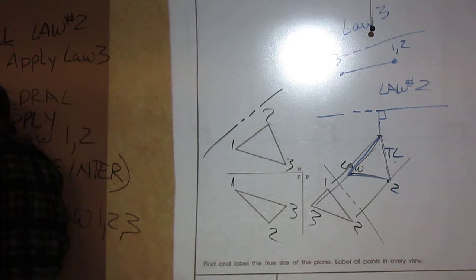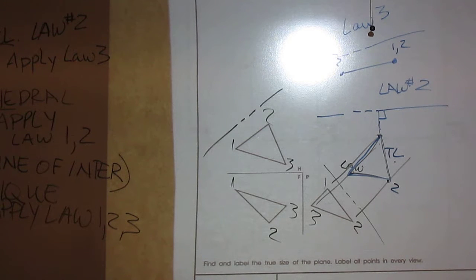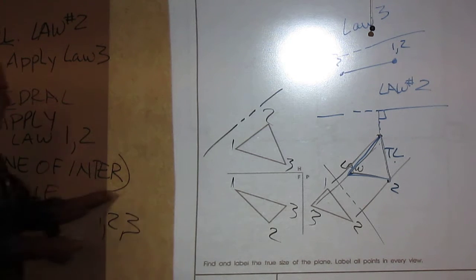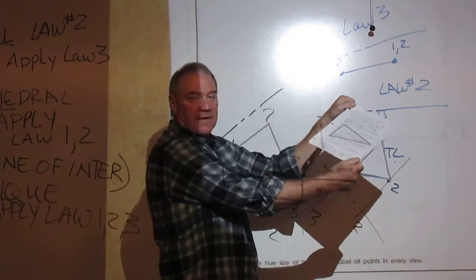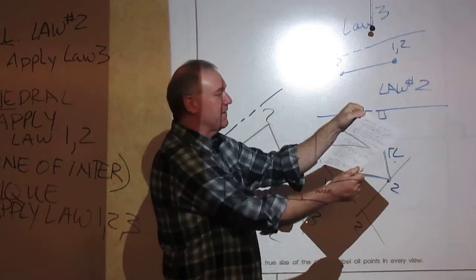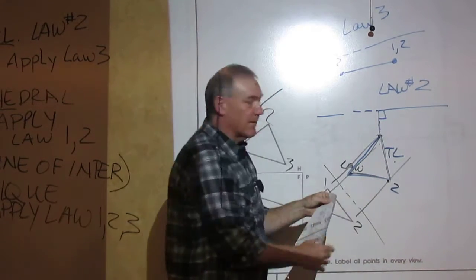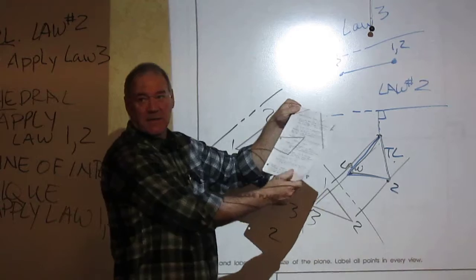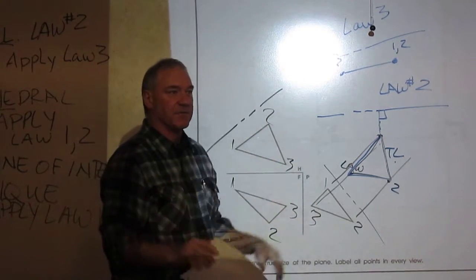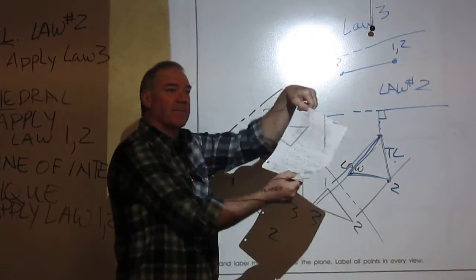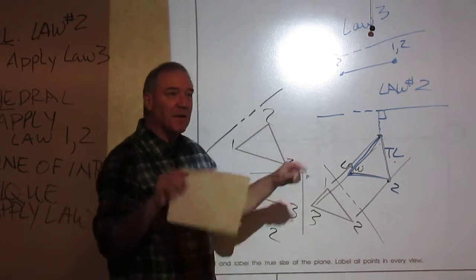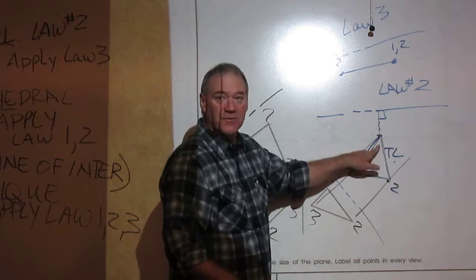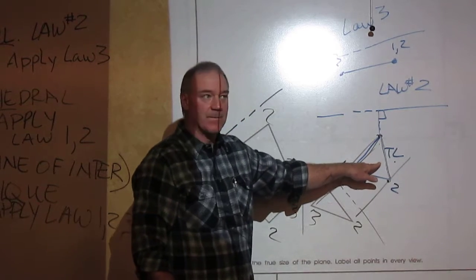You're probably looking at this somehow kind of like this, or like this right now. But you're seeing this line right here is true length. Okay? That's the only thing. The rest of it's foreshortened. It's twisted somehow. That's why you want to label your point so you know what you're dealing with, because this is the only true length line on it.